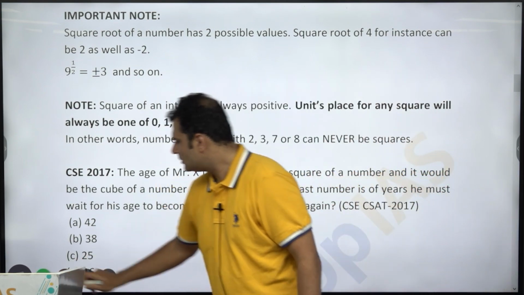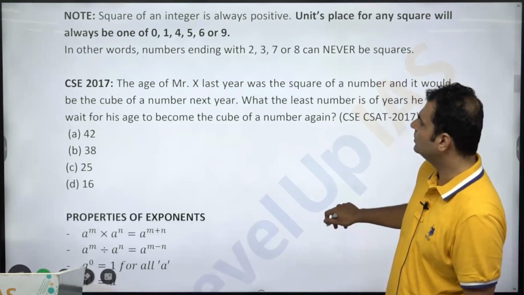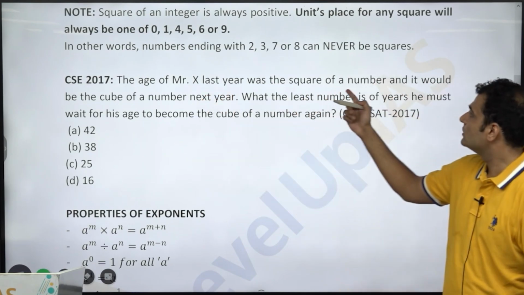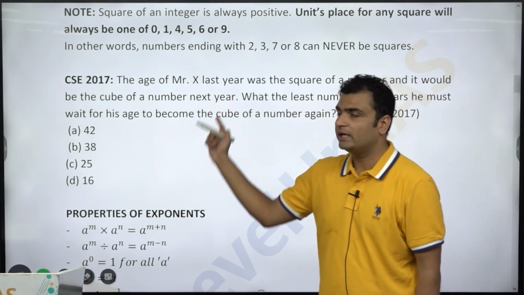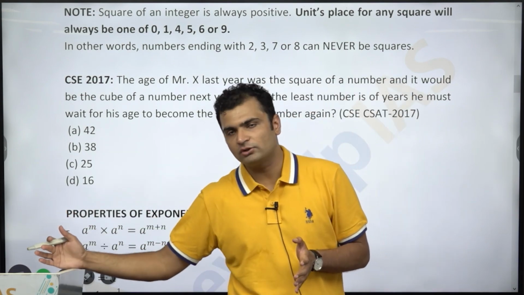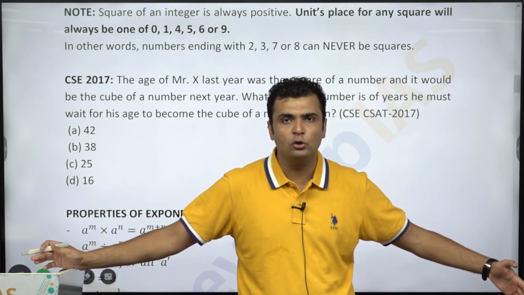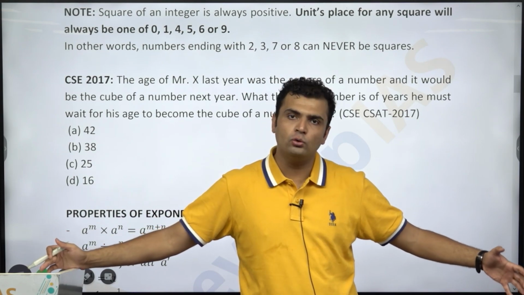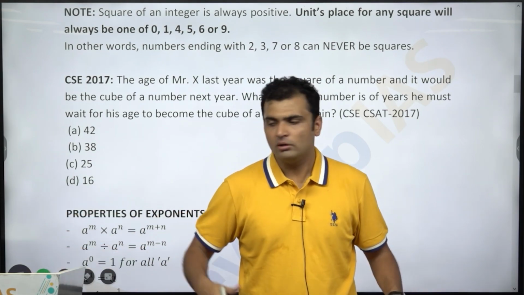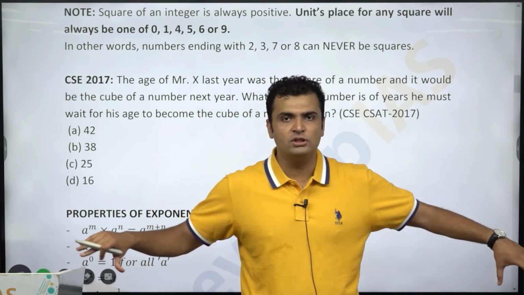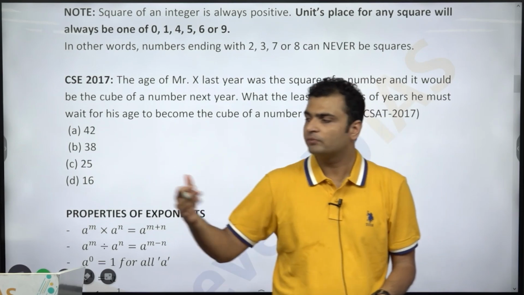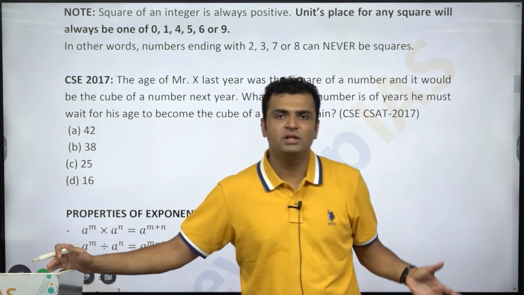Then again, let us look at some PYQ. We have, see, age of Mr. X last year was a square number and it would be a cube next year. So if you look at today, last year it was a square number, next year it will be a cube number. So we are looking for two numbers, one is a square, one is a cube, and the difference among them is 2, because this is last year, next year. So we are looking for one square and one cube such that the difference between them is 2.